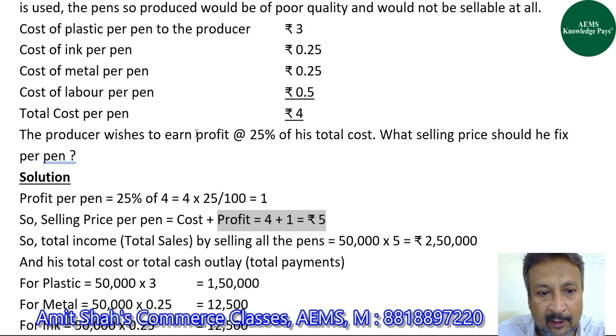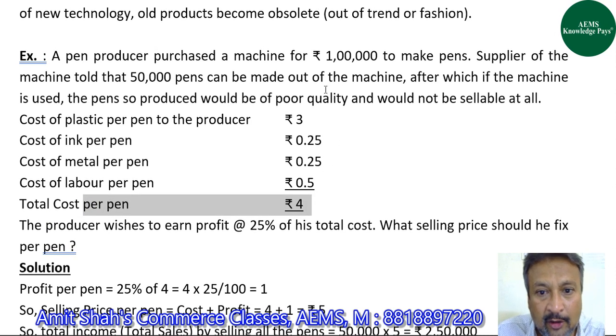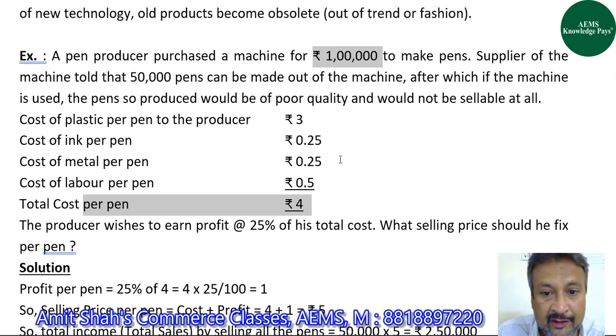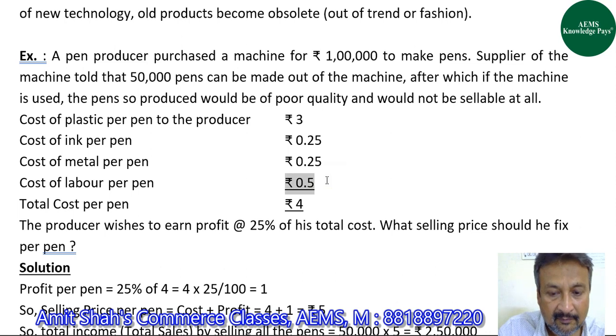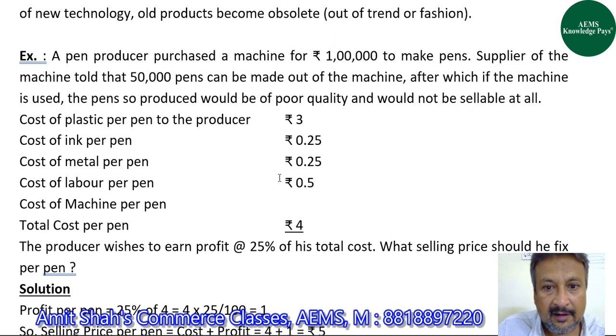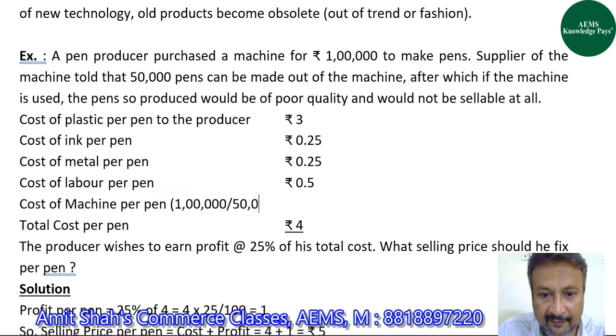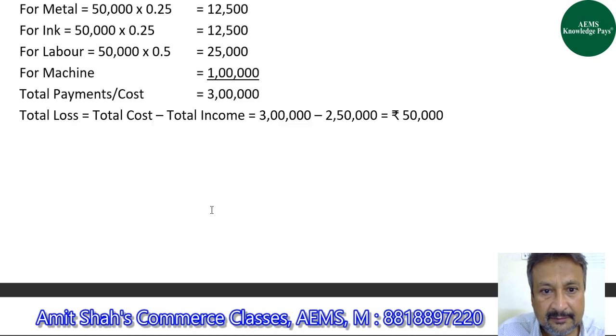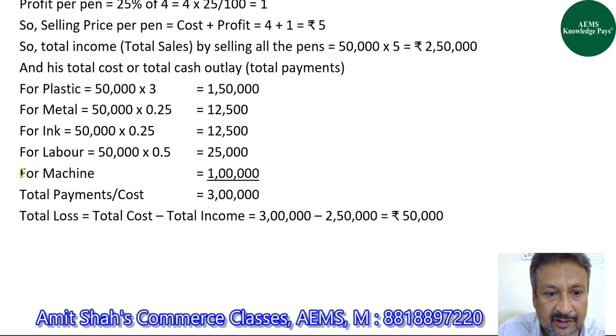We did a mistake that while calculating total cost, we did not consider cost of machine. And what is cost of machine per pen? A machine of rupees 1 lakh can produce only 50,000 pens. So per pen cost of machine is 1 lakh divided by 50,000, that is rupees 2. We should have considered this also, guys.